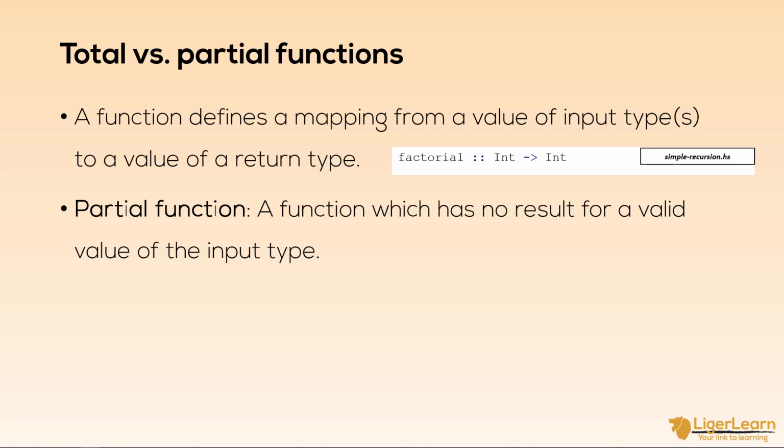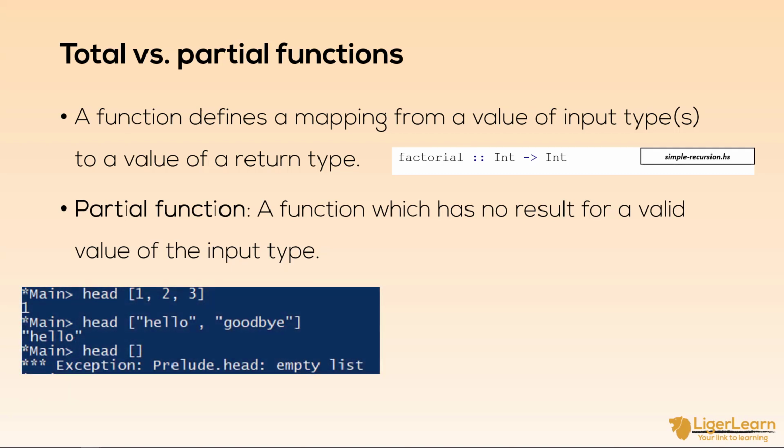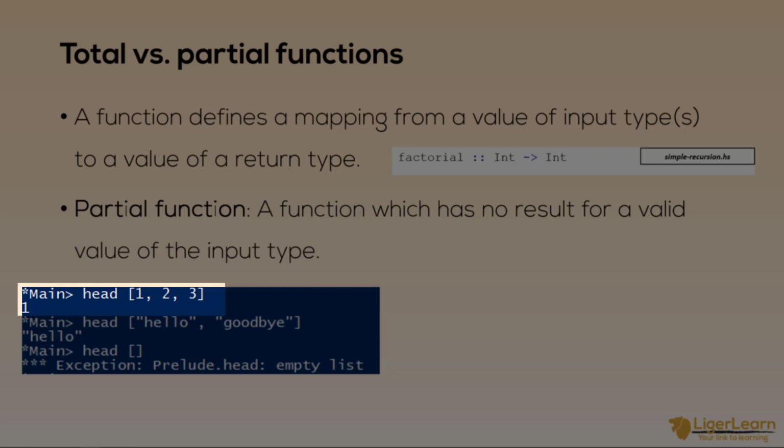There are a number of partial functions which are defined in the Prelude, many to do with operations on lists. For example, the head function takes in any list and returns the first item in that list. So the head of a list containing 1, 2, and 3 would be 1. The head of a list containing the two strings hello and goodbye would be hello.